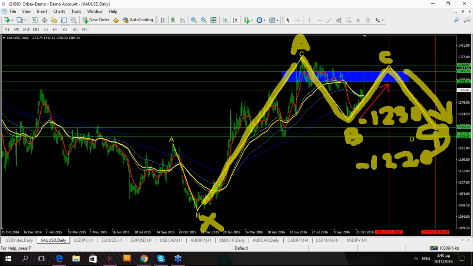All right, let's look into what's going on with the USD JPY, and then we'll go through the USD Mexican peso as well, as mentioned earlier on.